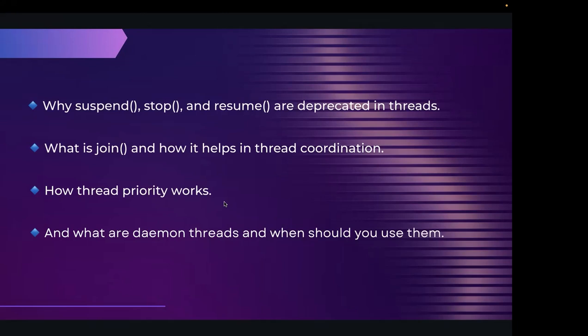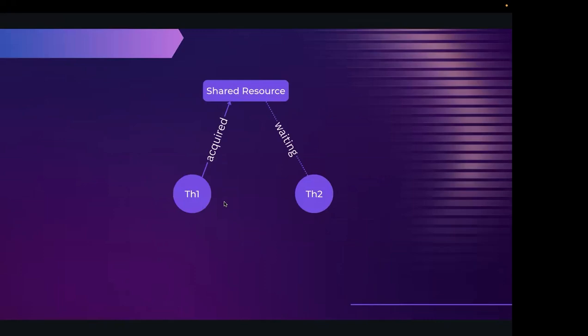Let's start with something that often confuses developers. The Java Thread class had a few methods like suspend, stop, and resume, and we discussed that in the last session. They sound useful, right? You could pause, resume, or stop a thread directly, but here's why they were deprecated and considered dangerous. Let's say suspend first. Suspend can freeze a thread while it's holding a lock. That means any other thread waiting for that lock would be stuck, leading to a deadlock.